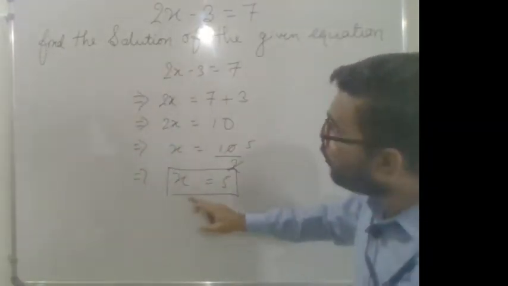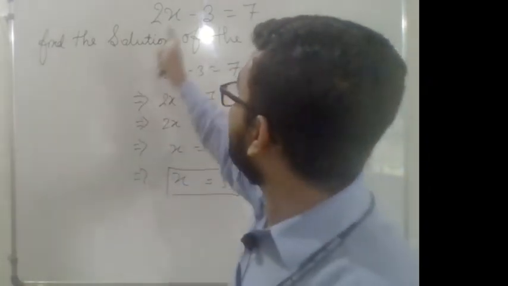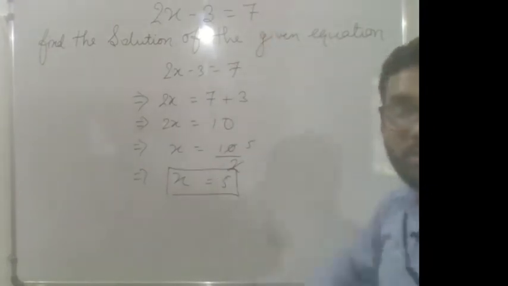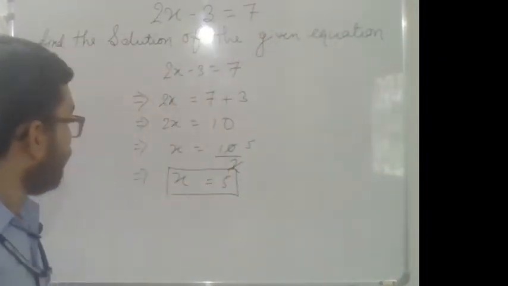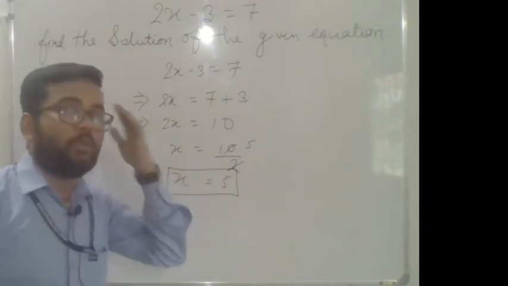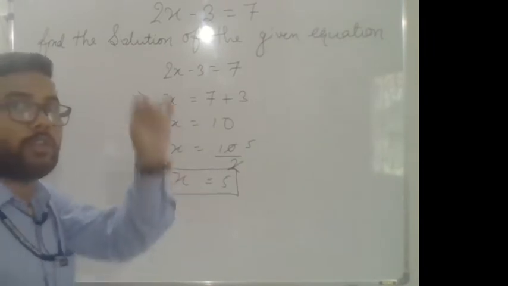This is the solution of this equation. x is equal to 5 is the solution of this equation 2x minus 3 is equal to 7. So in any equation, whatever value of the variable you get, that will be the solution of that equation.